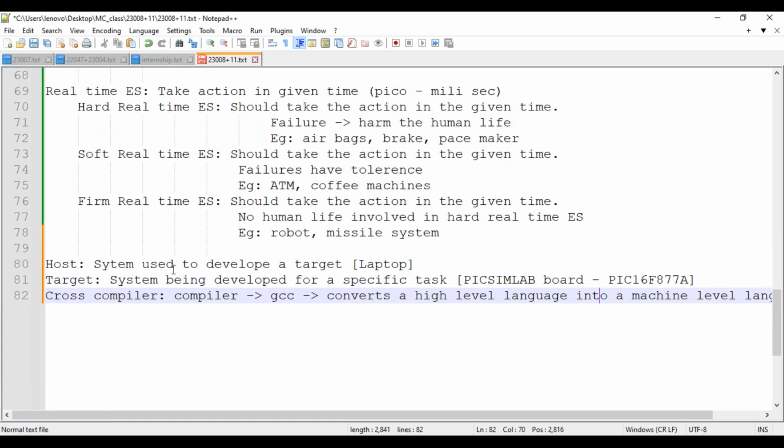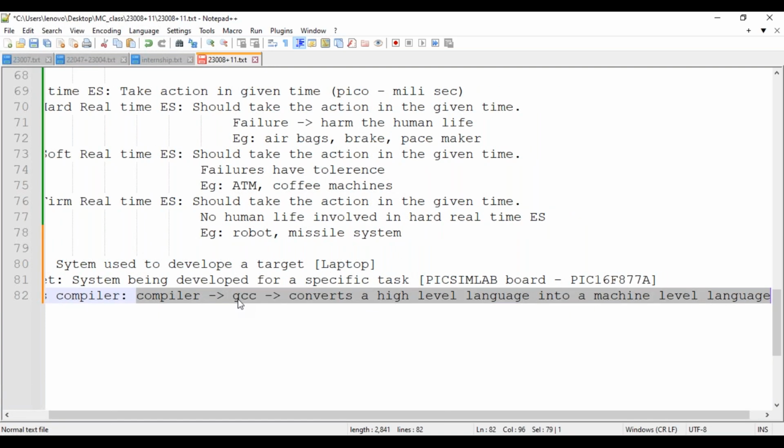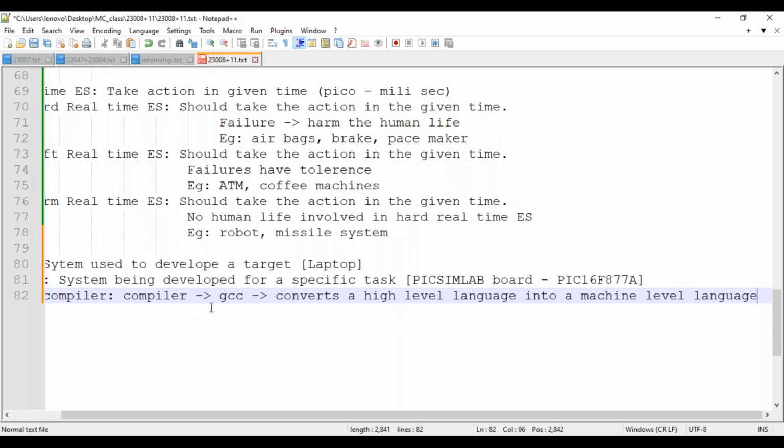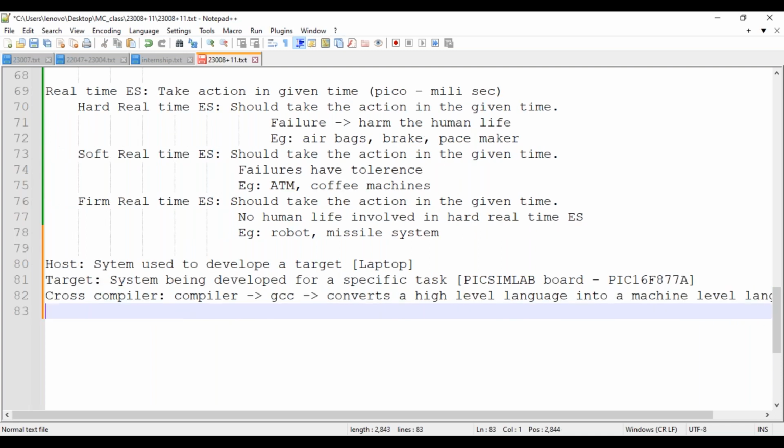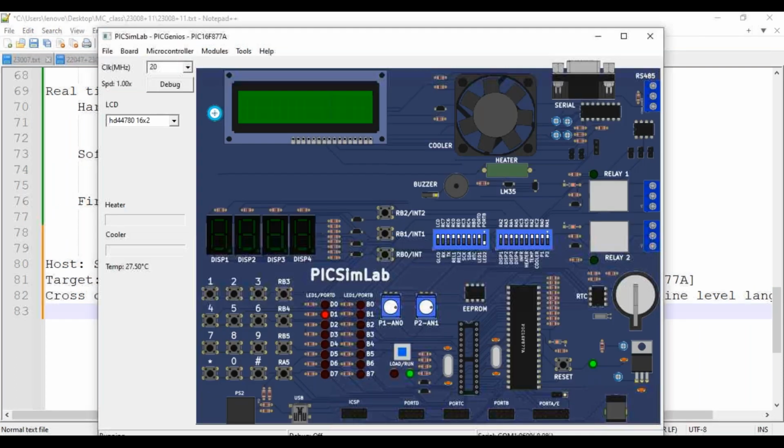So we have a compiler in general. GCC was one of the compilers we have used. It converts a high level language to a machine level language. Now here also we need a compiler, because whatever programs we write, I cannot make them understandable to the microcontroller directly, isn't it? For example, if I go to this microcontroller and say variable x is equal to 10, do you think your microcontroller will be able to understand it? Obviously no, because it can understand things only in terms of zeros and ones.